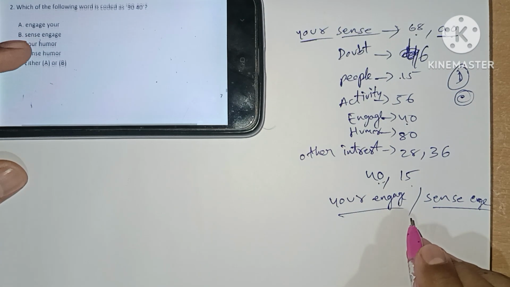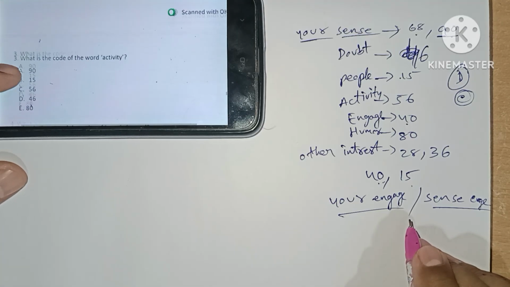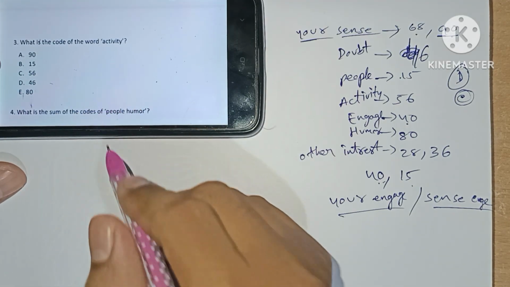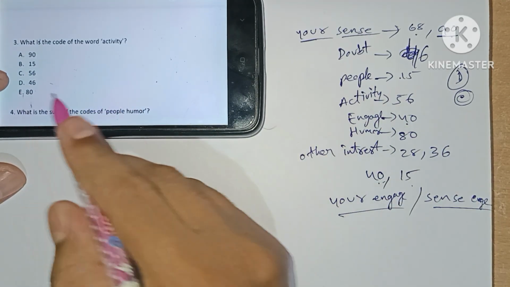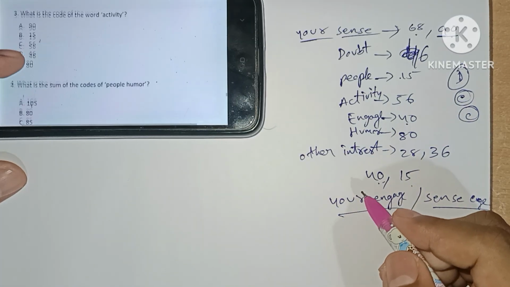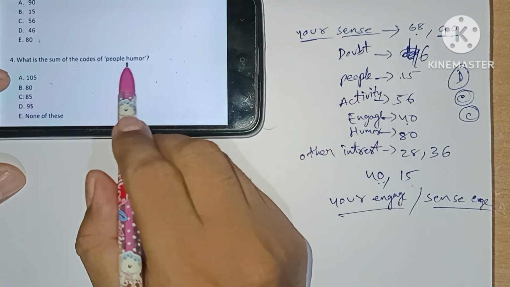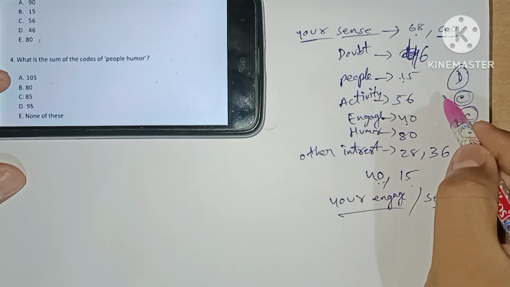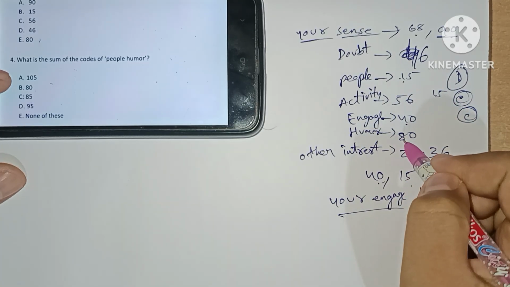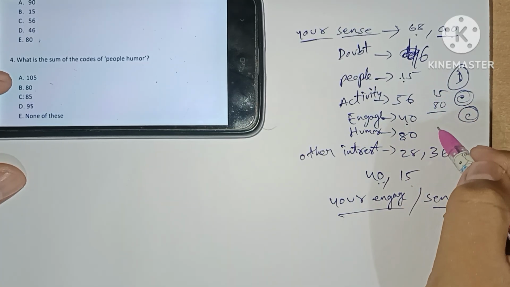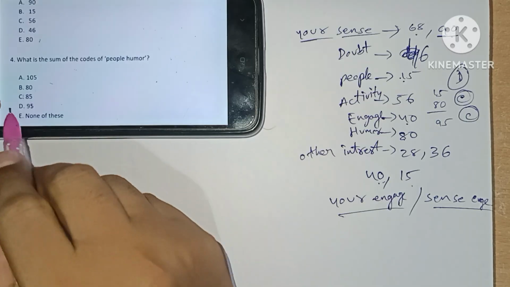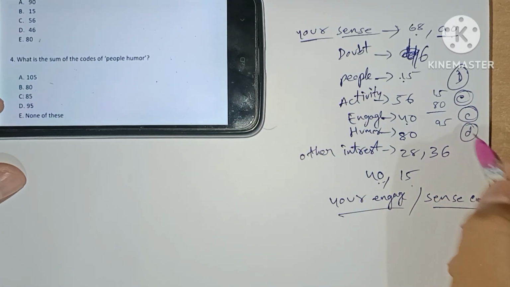Next, third one, what is the code of the word "activity"? Activity is 56, option C. Next one, what is the sum of the codes of "people" and "Homer"? People is 15 and Homer is 80, so the sum of these two will be 95. 95 is our answer, option D.